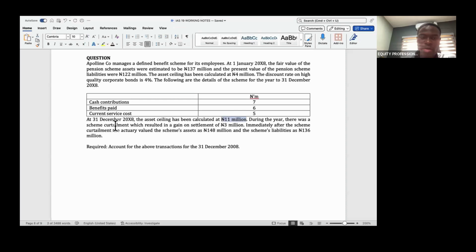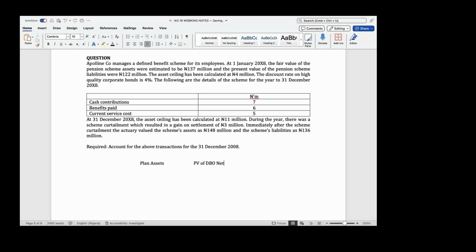So during the year, there was a scheme curtailment resulting in a gain on settlement of 3 million. Immediately after the scheme curtailment, they value the asset as 148 and the liability. Okay, almost similar to what we have been doing so far. So how do we do this? The same thing, we do our plan assets, we do our PV of DBO, then we do the net.